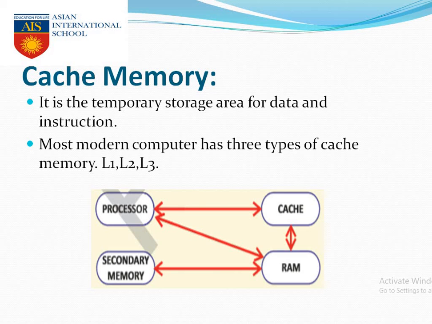If the file is not present in the cache, it will give the instruction to RAM and RAM will search for it. If it is present in RAM, then RAM will give the file to the cache. If the file is not even present in RAM, only then your RAM will give the instruction to the secondary memory, and secondary memory will search for it and give the file to the RAM, and after that RAM will give the data to the cache.